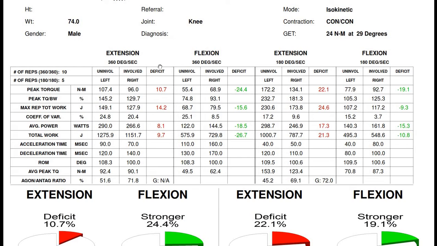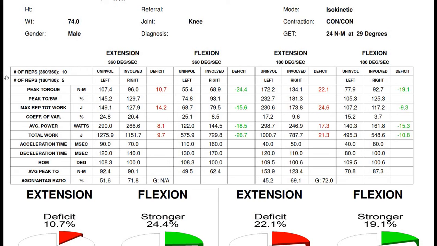If you've read the previous page within this section, you'll know that this 10.7% for peak torque is somewhat misleading because it ignores the other 9 repetitions that were performed. Peak torque generally occurs during the first set, and therefore if we look at peak torque, it's almost like disregarding everything else that took place in the test. You might as well have just done 1 repetition. Well, we didn't, we did 10.